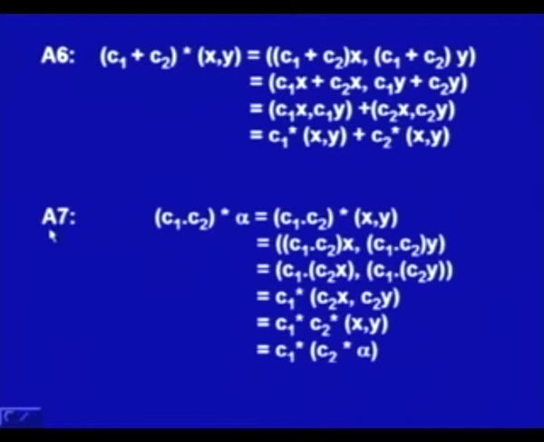Then next is A7, which is the associative property. So, it is C1 C2 multiplied by alpha. So, we have (C1 C2) star alpha, where alpha is (x, y). So, we say C1 dot C2 multiplied by x comma C1 C2 multiplied by y.